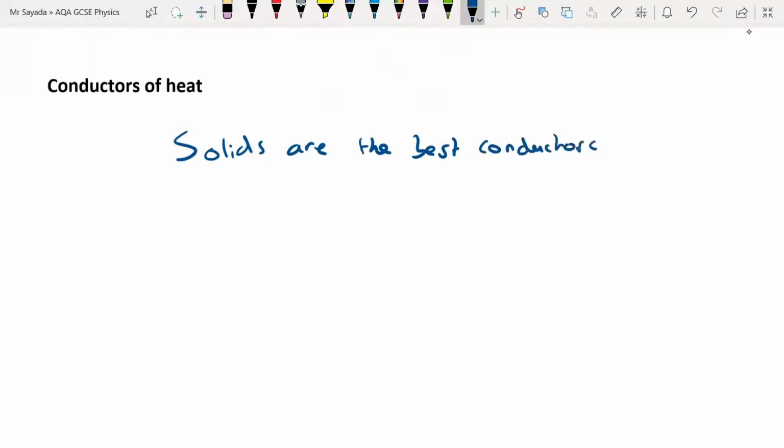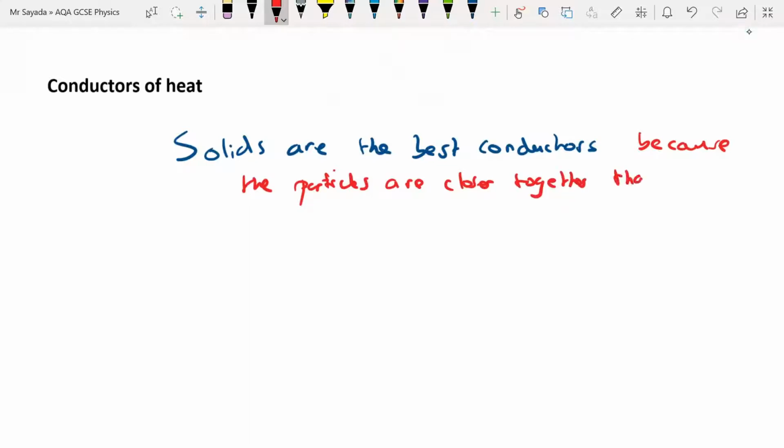So solids are the best conductors because the particles are closer together than in liquids and gases. For conduction to happen, particles need to bump into each other to pass the energy between them. That's best in solids because in solids, the particles are closest together.